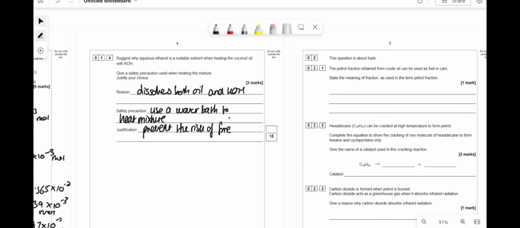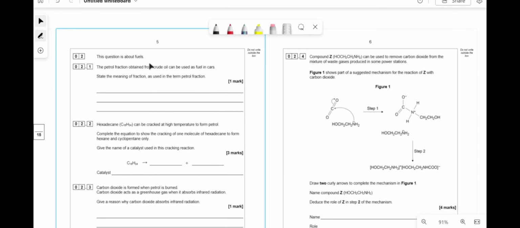Pretty much everything in organic chemistry that you're going to handle is going to be flammable. So this question is about fuels. The petrol fraction obtained from crude oil can be used as fuels in cars. State the meaning of fraction as used in the term petrol fraction.